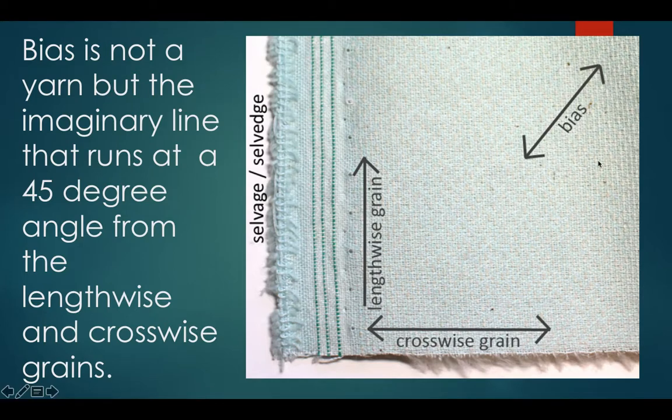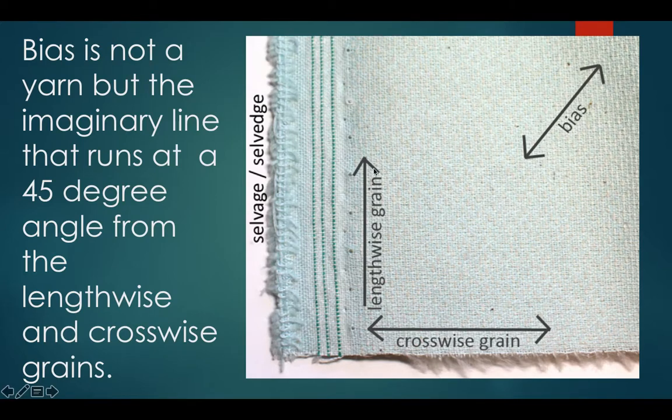We have this idea that we call bias. Bias isn't actually a single yarn. I can't grab it and say, hey, this is my bias. It's an imaginary line that goes at a 45-degree angle. Our lengthwise and crosswise grains should be at 90-degree angles, or exactly perpendicular to each other, while the lengthwise is parallel to our selvage, because the selvage is made from lengthwise grain. The bias is when we look at the 45-degree angle coming out from there.